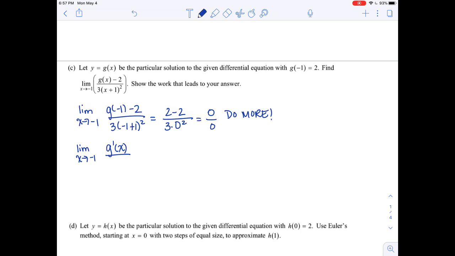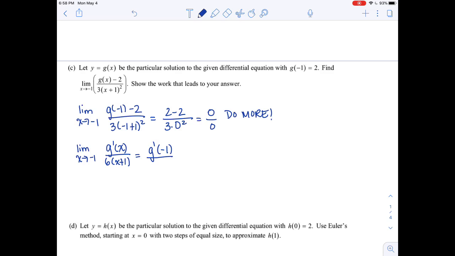So the derivative of g of x minus 2 would just be g prime of x. The derivative of 3 times (x plus 1) squared, you'll have to do the chain rule. 2 drops down in front. X plus 1 stays the same. We raise that to the first power. Don't forget there might be a derivative of the inside of x plus 1, which in this case there isn't. So you can go further and do your calculation.